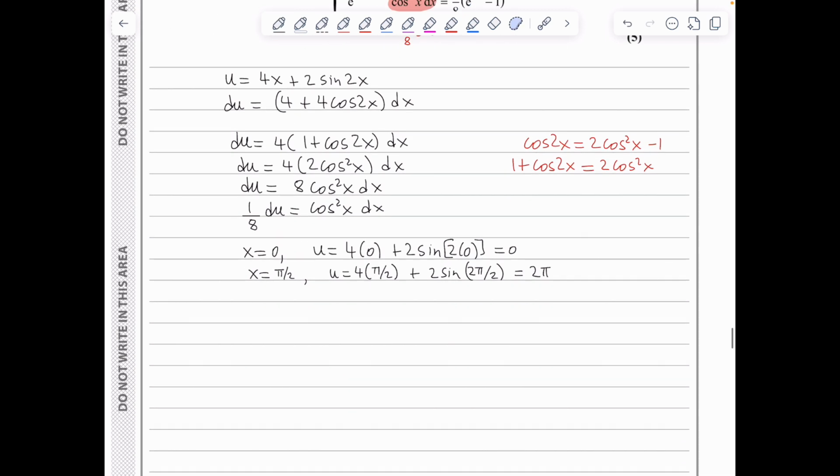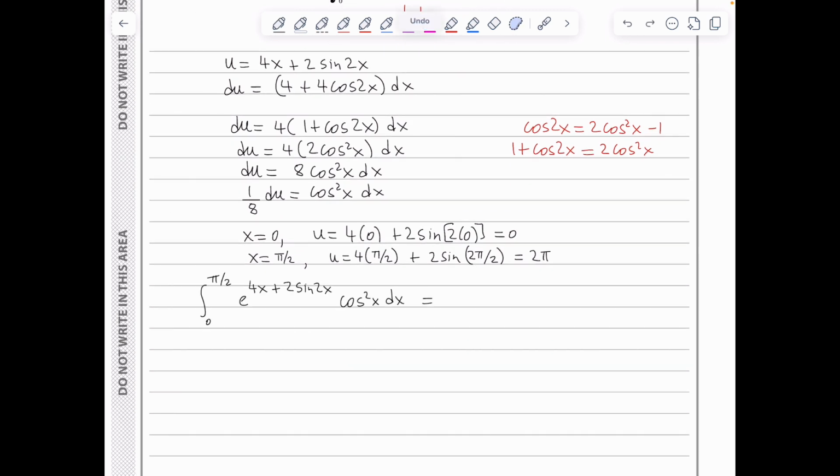And therefore the integral of e to the 4x plus 2 sine 2x cos squared x dx can be written as the integral from 0 up to 2 pi, in the place of e to the 4x plus 2 sine 2x, I will simply put e to the u, and the cos squared x dx will be substituted with 1 over 8 du. This simply gives me e to the u over 8 from 0 up to 2 pi.